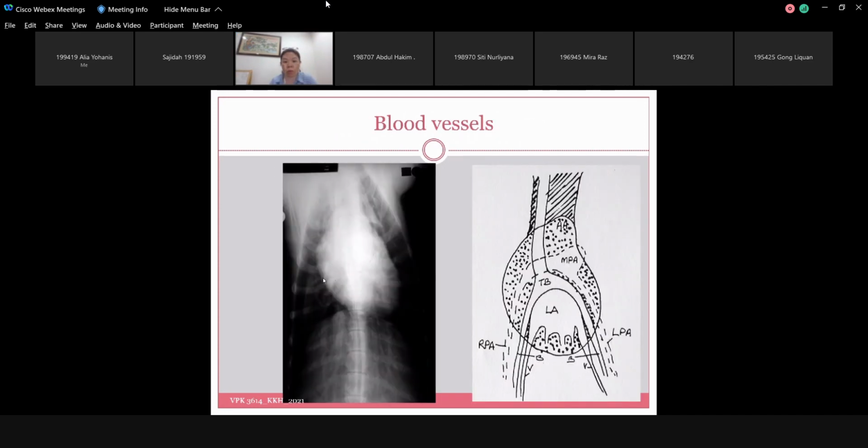Okay, so nothing different from what Dr. Lau is teaching, but this is like refreshing. Blood vessels, not very clear here. This is one blood vessel over here. This is another blood vessel over there. All right.